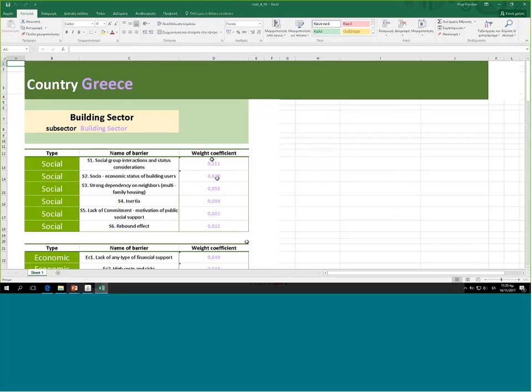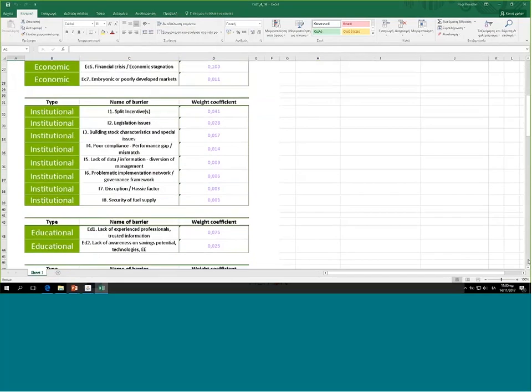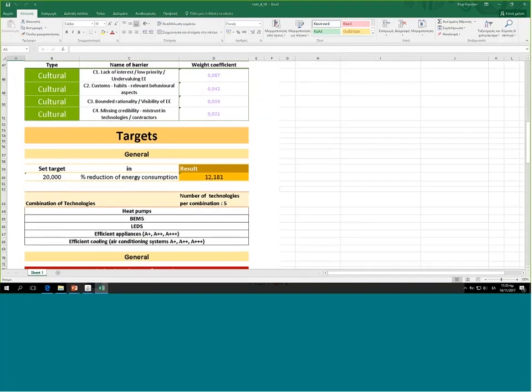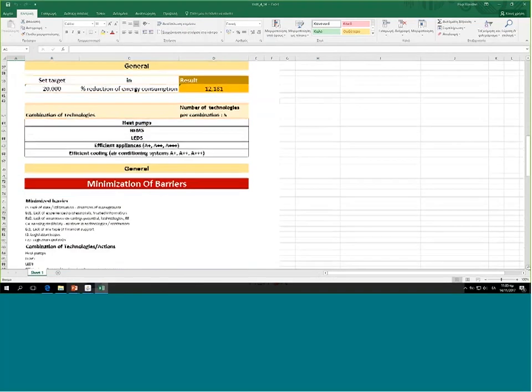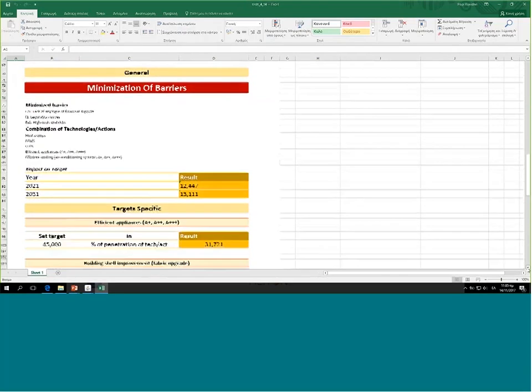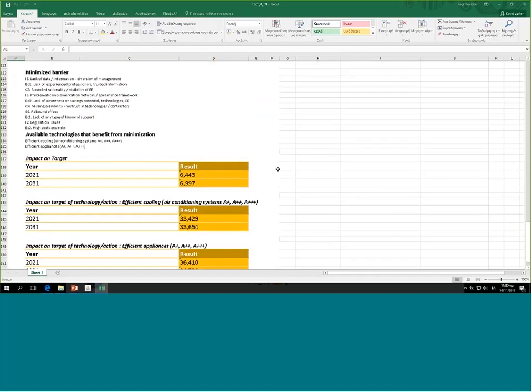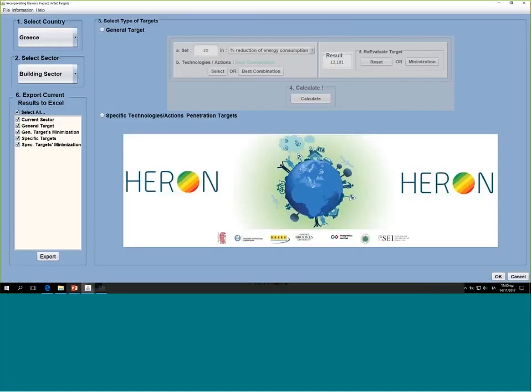So I can see the weight coefficients, meaning the outcomes of the first main screen of the software. I roll down and I can see the set percentages that I had initially. Then the barriers that I minimized and the new percentages, and the percentages that I had per technology. As you can see, I have appliances, the last one that I had, and here are the outcomes. So this is how it works.